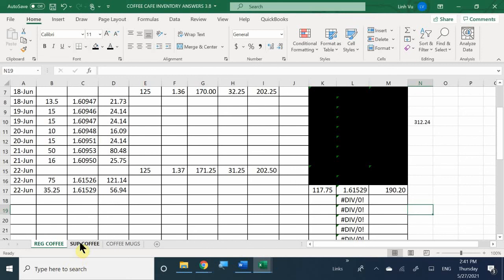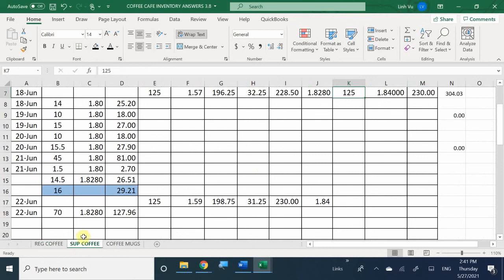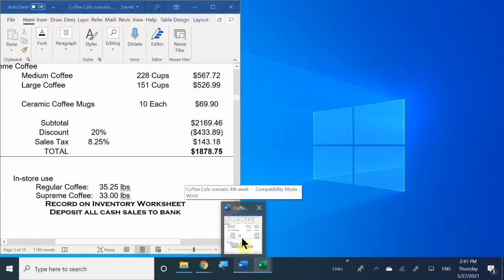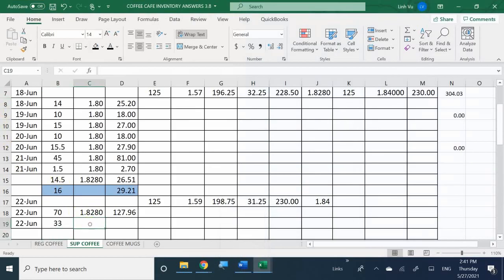I'm taking notes because I cannot remember these numbers when we go back to the other side. No worries. Okay. Supreme Coffee, 622. We used 33 pounds. That's all we used? 33. Yeah, we made some money off of them too. 33 pounds. Good. All right.